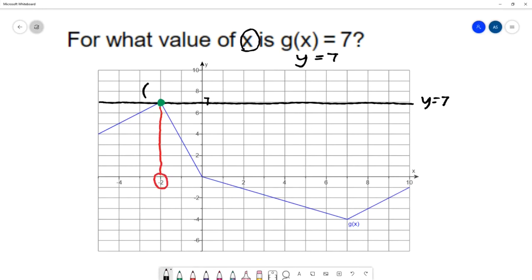So that ordered pair is -2, 7. So the value of x is x equals -2. So we could say that g of -2 is equal to 7.